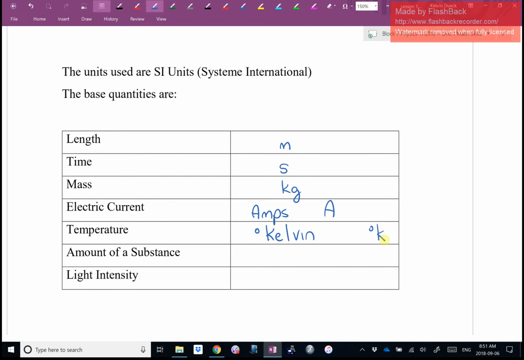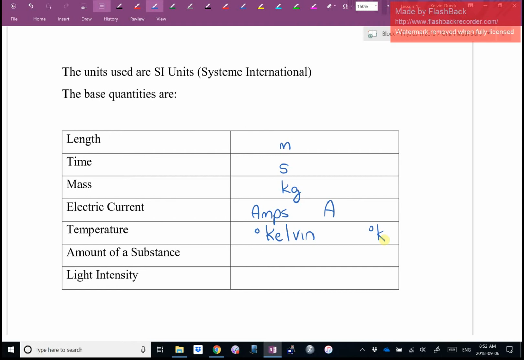Then there is the amount of a substance. By the way, we won't be getting to anything past kilograms this year, although we'll be doing other units, but everything is going to be something based on meters and seconds and kilograms. Physics 12, we look at electricity and magnetism, but we don't do heat in the BC curriculum, so you're not going to see degrees Kelvin. Amount of a substance we won't look at in physics, but you will look at it in chemistry.